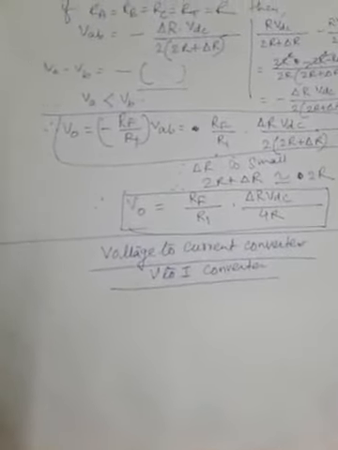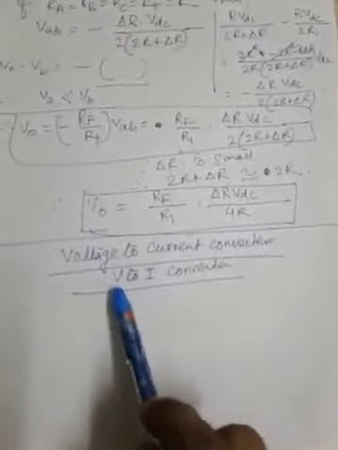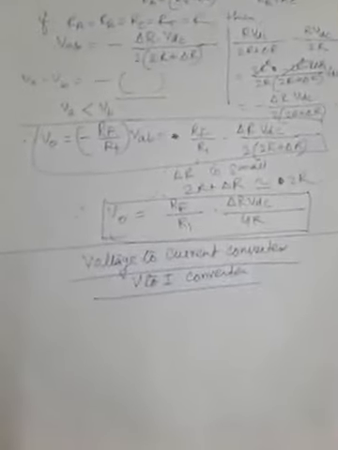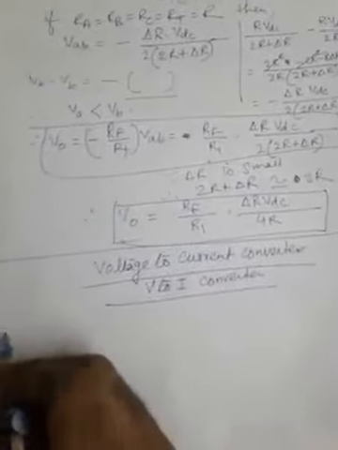Hello students, in this lecture I will be discussing with you about voltage to current converter using op amps, or in short it is called V to I converter. Now this voltage to current converter is basically of two types. This is one of the best applications of op amp, and it is of two types.